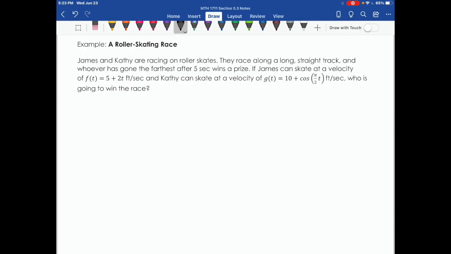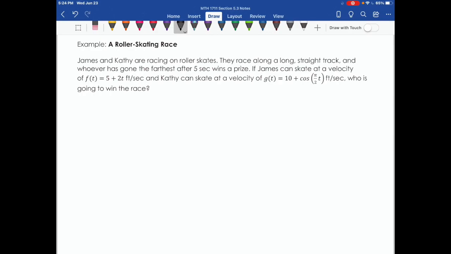So in this example, we're going to go through an application of integration. The problem reads that there are 2 people, James and Kathy, and they're racing on roller skates. They're going to race along a straight track, and whoever has gone the farthest in 5 seconds wins a prize. If James can skate at a velocity of f of t, which is 5 plus 2t feet per second, and Kathy can skate at a velocity of g of t equals 10 plus cosine of pi over 2 t feet per second, who is going to win the race?